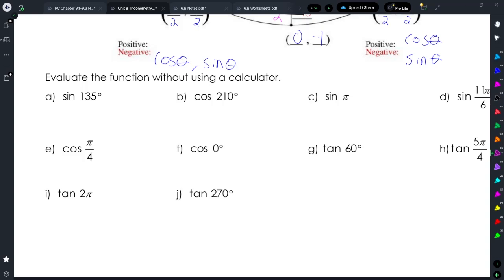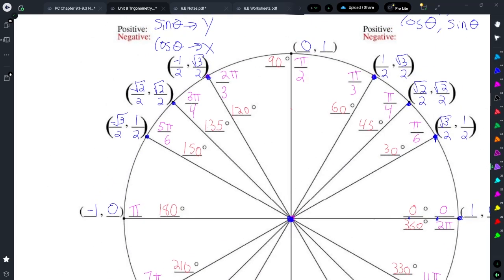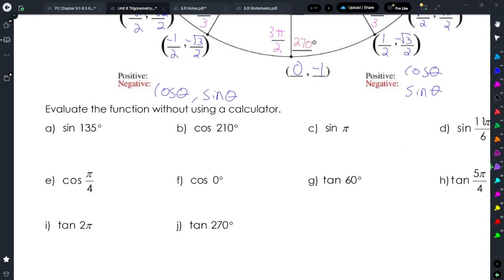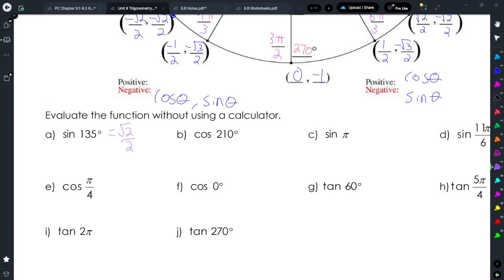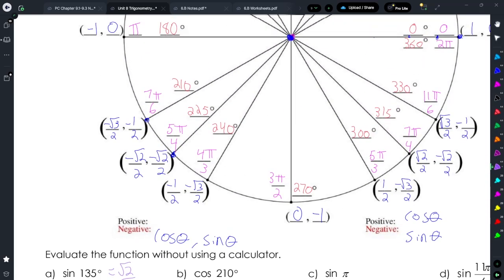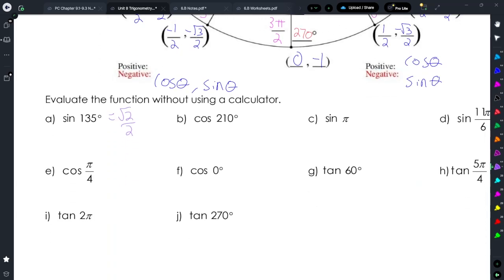So what that means, the sine of 135 degrees is I want the y coordinate of 135 degrees. So that would be square root of 2 over 2. So that is the value. The cosine of 210, I want the x coordinate of 210 degrees, so that's negative square root of 3 over 2.